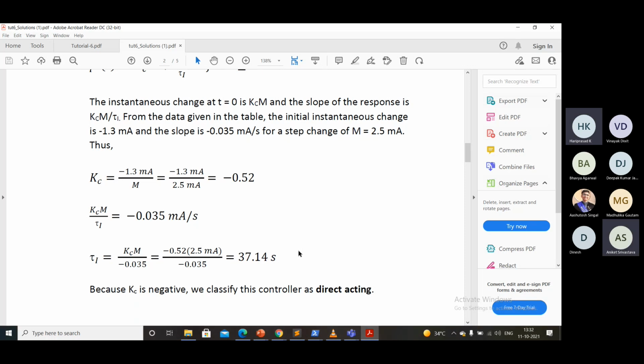Cool. Any clarification further on this? Thanks, Aniket.